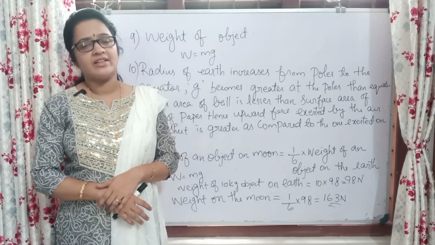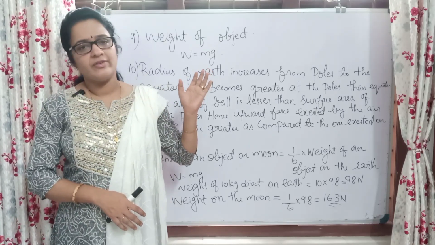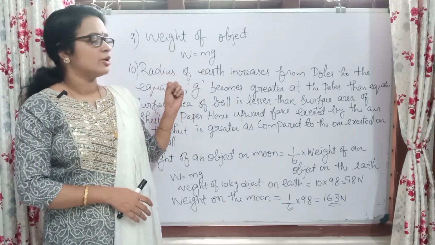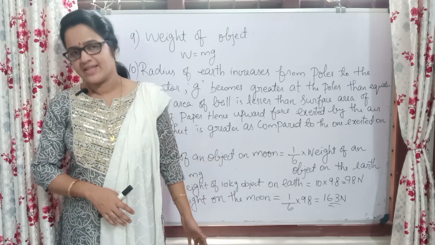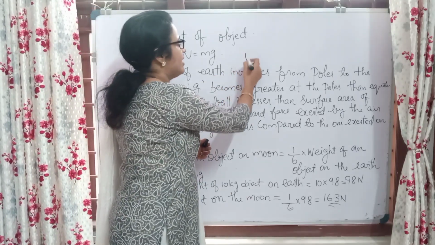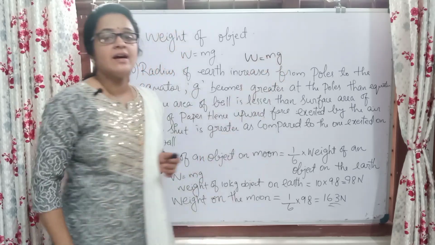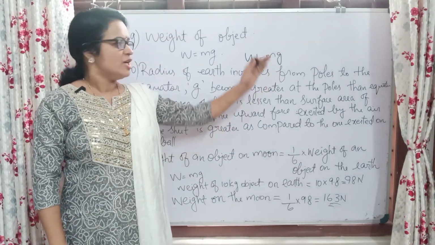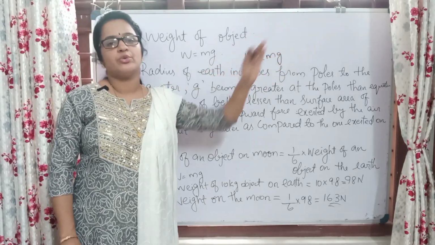So how can we find the weight of a body on Earth? That is how we will find the weight. That is W is equal to, yes, m into g. Here m is the mass of the body and g is the acceleration due to gravity. W is equal to m into g is the weight. So the weight varies according to the value of acceleration due to gravity.